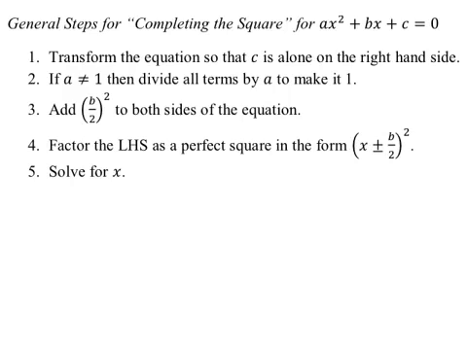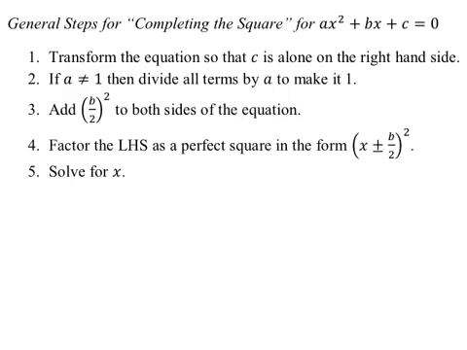First step. Transform the equation so that c is alone on the right-hand side. So that's when we move the 3 over. We subtracted 3 on both sides for the beginning. Step 2. If a is not equal to 1, which we didn't have to worry about because a was 1 in our problem, then divide all terms by a to make it 1, which will give you a new b, new a, and a new c. Okay, it'll give you new values for everything.